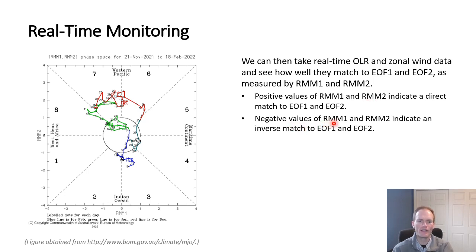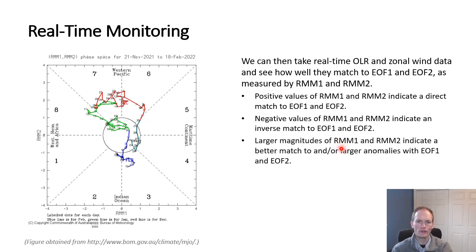Conversely, negative values of RMM1 and RMM2 indicate inverse matches. So a negative RMM1 would imply suppressed convection near the maritime continent, and negative RMM2 would imply suppressed convection into the equatorial western and central Pacific Oceans, with the corresponding zonal wind fields matching each of these, whether it's positive or negative. The magnitudes of RMM1 and RMM2 indicate the match quality and/or larger anomalies.